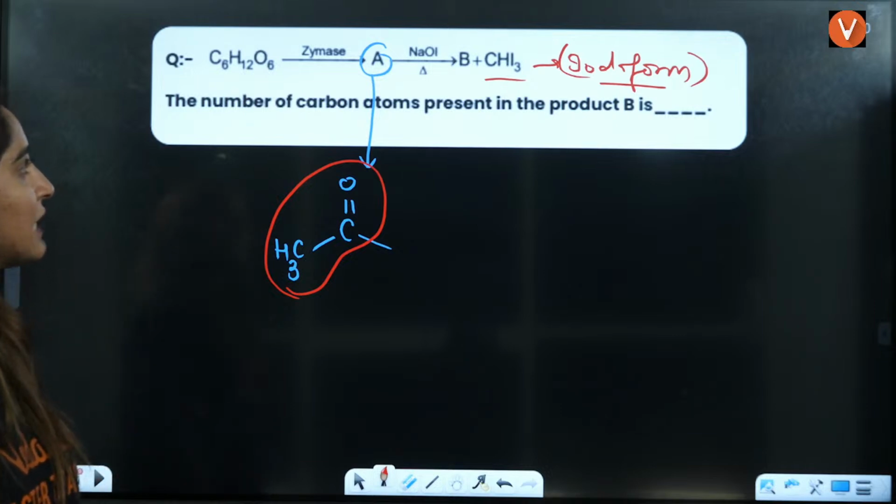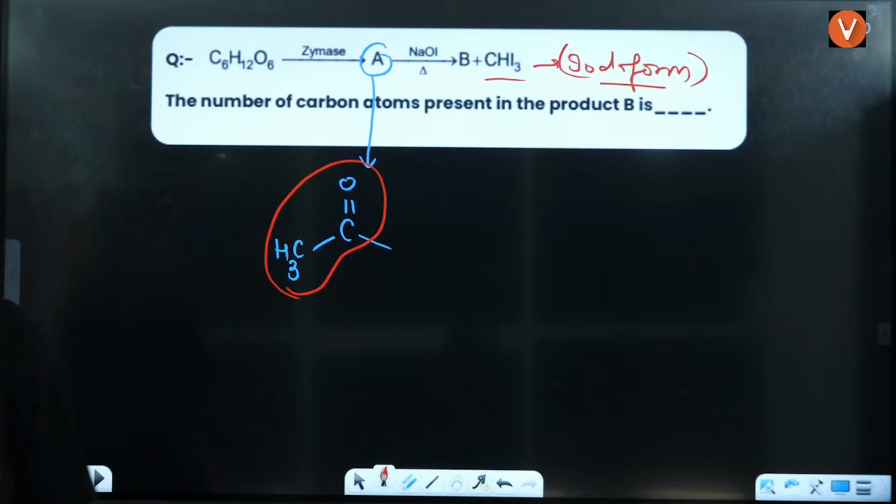C6H12O6 is reacted with zymase. Hints I have given you already. Now you have to tell me which is the correct answer.